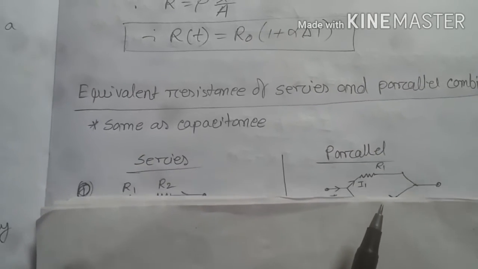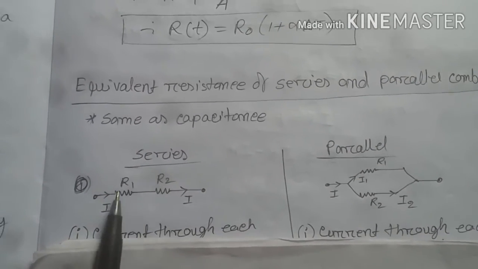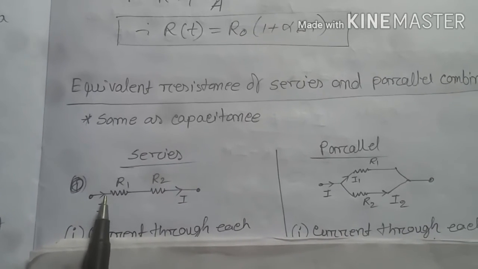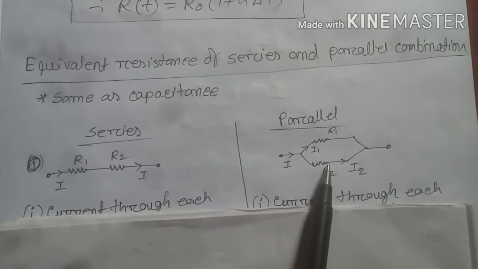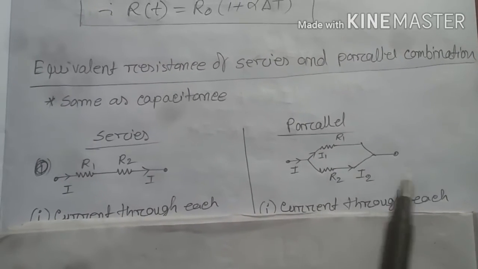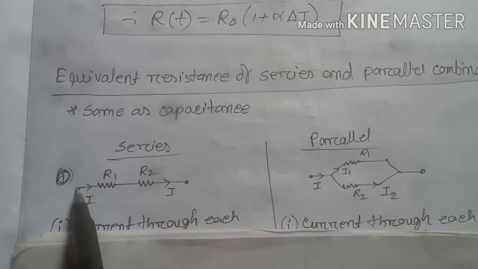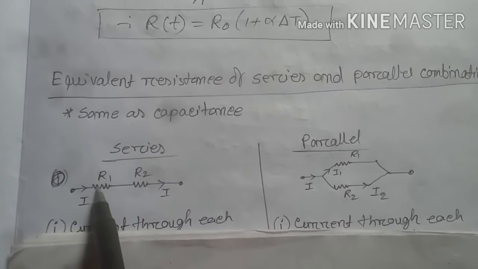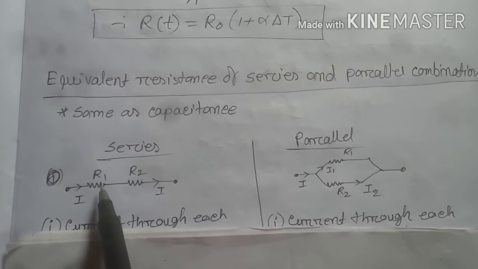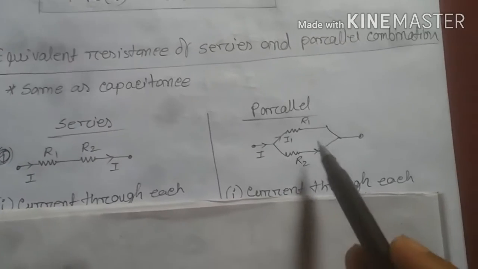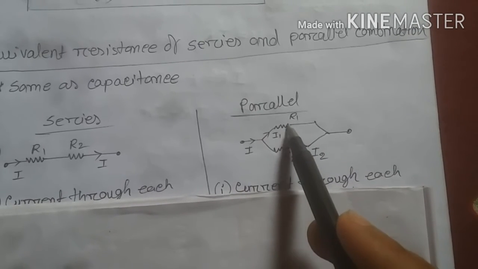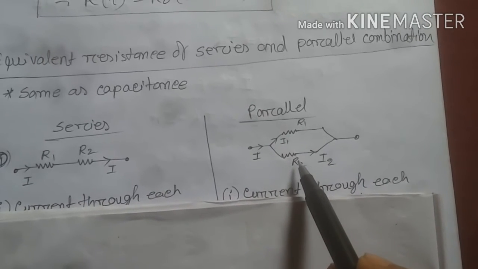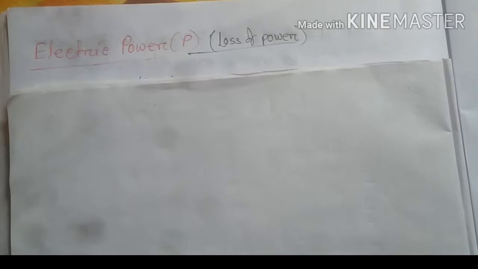and the basic concept should be remembered that in series connection the current in both the resistances will be the same, but in parallel combination the current will be different, here I1 and I2. But in series connection the potential difference will be divided, one part in R1 and another part in R2, but in parallel combination the potential is the same, the potential drop will be the same in both the resistances.